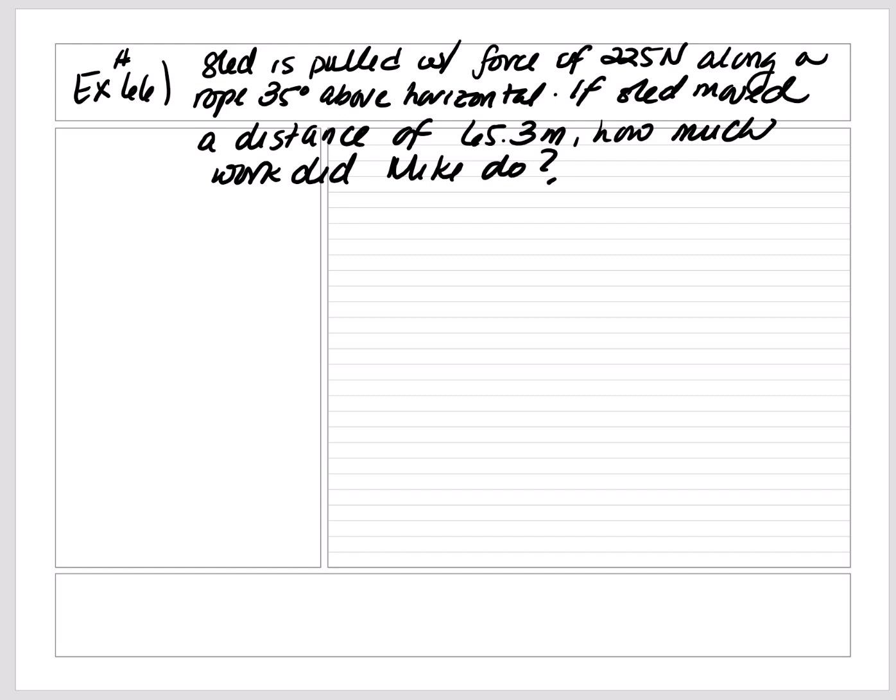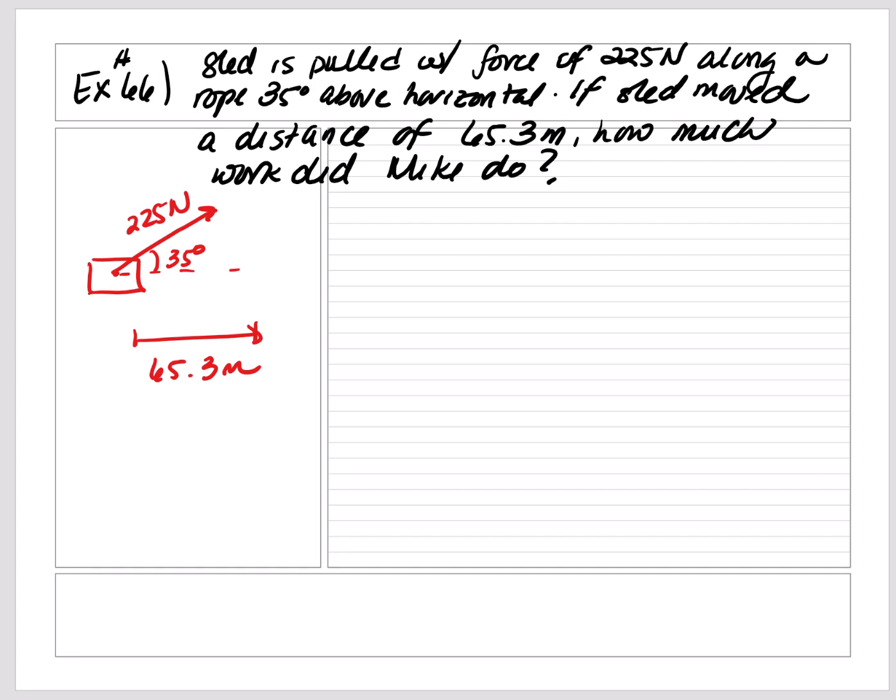Let's look at example 66 from your packet. A sled is pulled with a force of 225 newtons along a rope above the horizon. If the sled moves a distance of 65.3 meters, how much work does Mike do? So the first thing I want to do is draw my picture. I have a force. This force is 225 newtons above the horizon. That's 35 degrees. And it moves a distance of 65.3 meters.